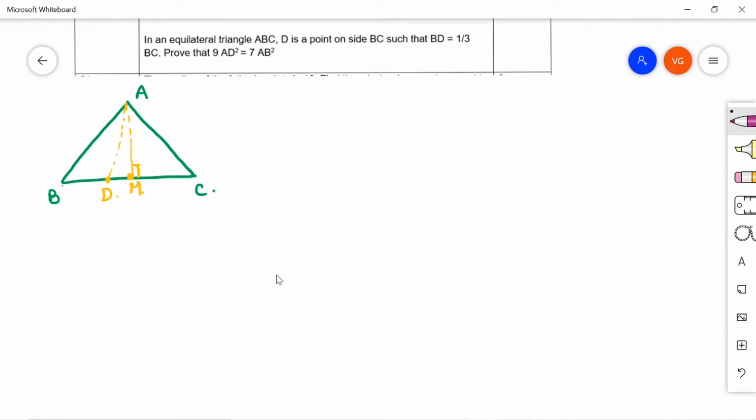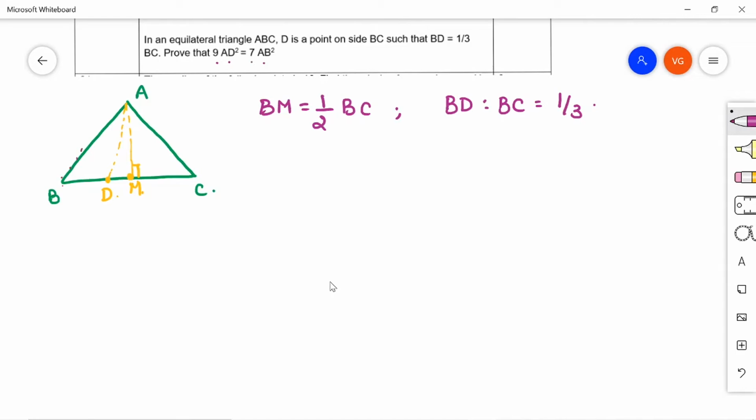So let us see. I have drawn an equilateral triangle ABC, and I have taken a point D such that BD to BC is equal to 1 is to 3, right? And let us draw a perpendicular AM such that BM is equal to half of BC. Then you are given BD by BC is equal to 1 by 3. Now they have asked you to prove 9 AD square is equal to 7 AB square.